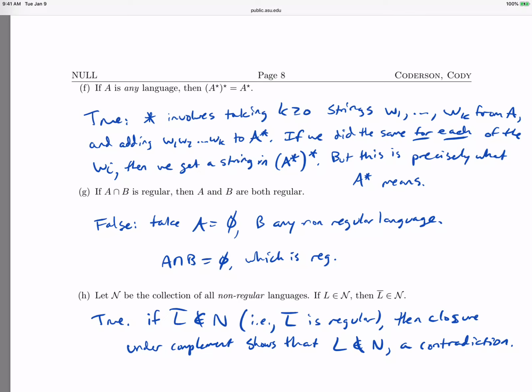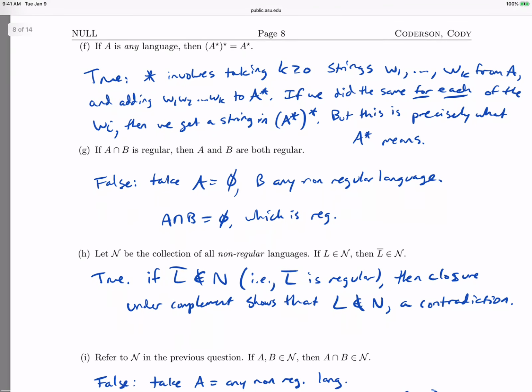So the reasoning here is, I didn't want you to go into too much detail. This is actually more detail than you need. But the idea is, well, star is picking some number of strings from A and then putting them all together. The double star one is just doing that process twice. But I could have just done that earlier anyway with the original star. So in fact, they're the same. There's more detail there, but that's the essential idea.